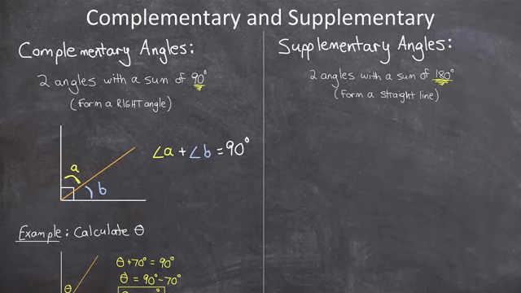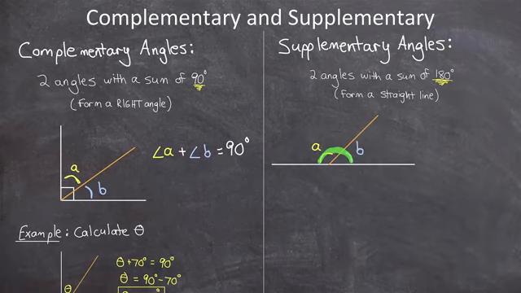So if I were to draw a line segment and break up one side of that line segment into two different angles, let's call them angle A and angle B, notice that when combining angle A and angle B together, they form a straight line, which means that angle A plus angle B equals 180 degrees, which means angle A and angle B are supplementary angles.